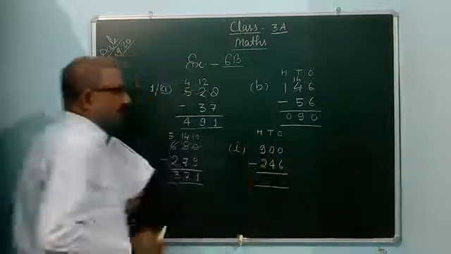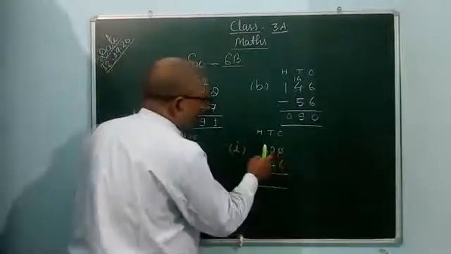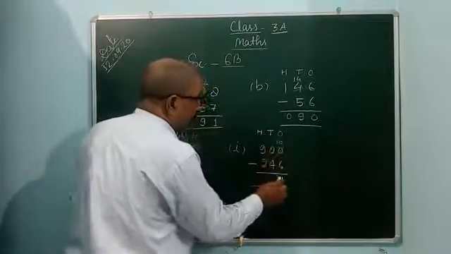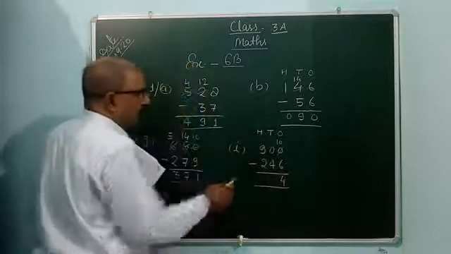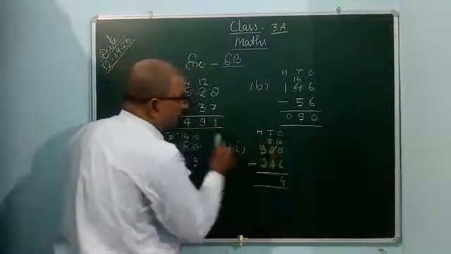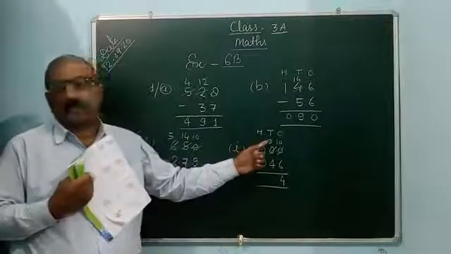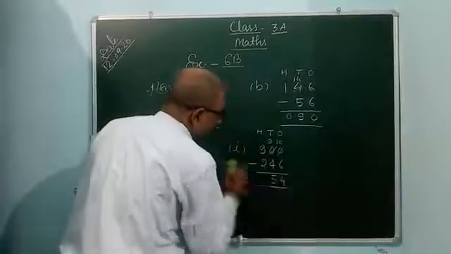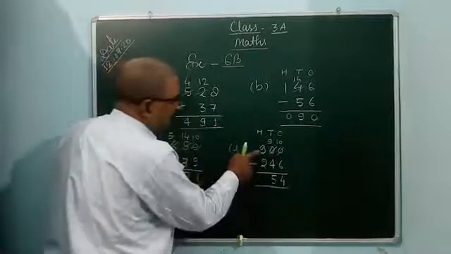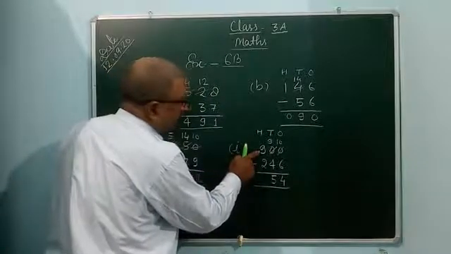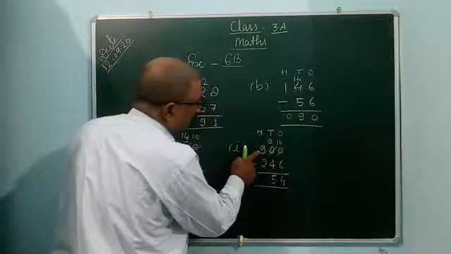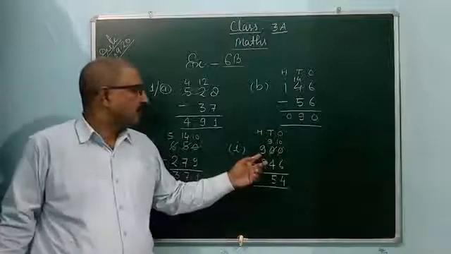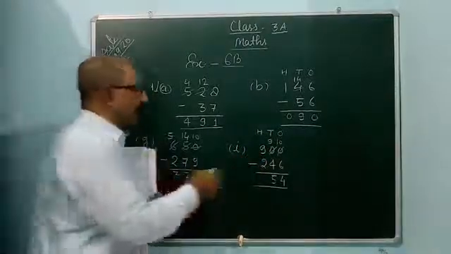From 0, 6 cannot be subtracted, so it will take borrow 1 and 0, it will be 10. 10 minus 6, 4. Here remaining 9. 9 minus 4, 5. And here already 9 has given 1, so here it will be 8, remaining 8.